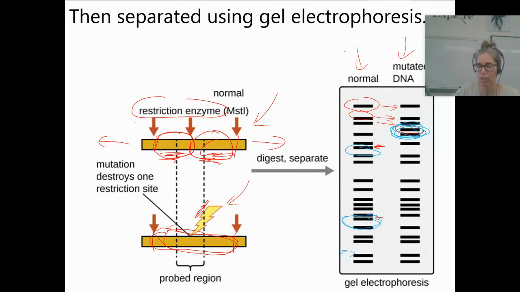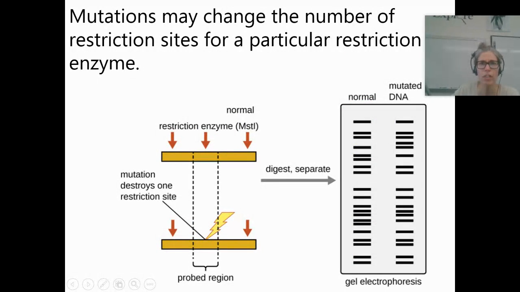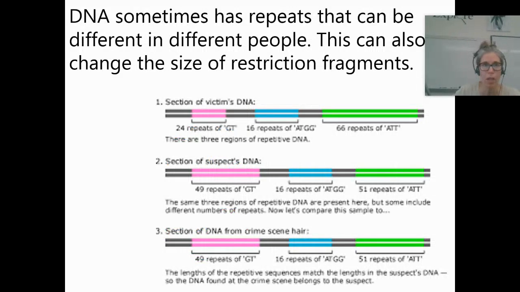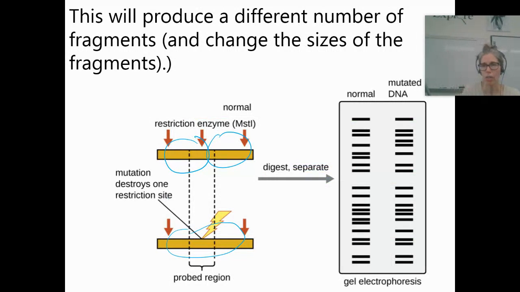So let's look at the size of these. Mutations can change the number of restriction sites for a particular restriction enzyme. We just said that. This will produce a different number of fragments and also change the sizes of the fragments. So instead of having 2 little fragments up here, now we have one bigger fragment. And how does that get pulled through the gel? And how do we know how big the different fragments are compared to each other? We'll talk about that in just a minute.